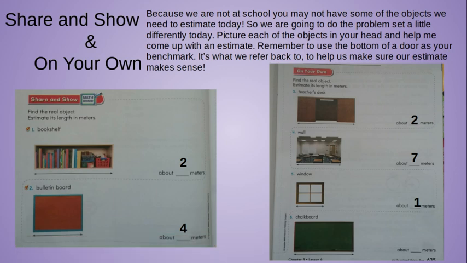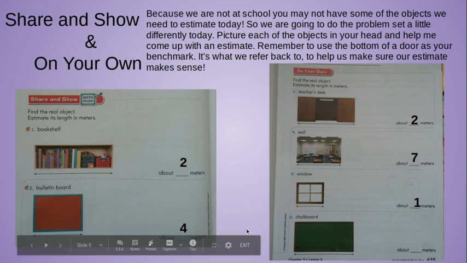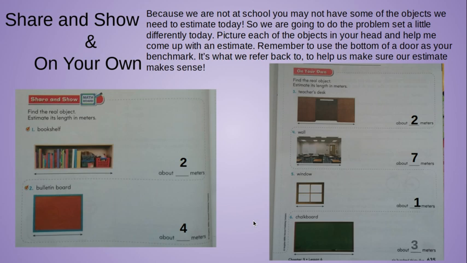Well, we don't have a chalkboard in our classroom, but we do have a whiteboard or a smartboard. So let's estimate about how long the smartboard is. Again, I can use some of my other estimates to help me figure out what would be a good estimate for the whiteboard. I know that it's not quite as long as the bulletin board in our classroom. So my estimate is 3 meters. I think that would be a good estimate for our smartboard.